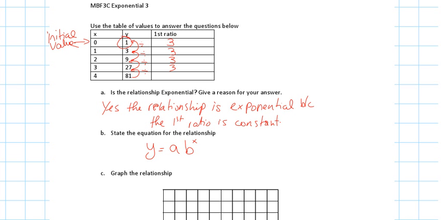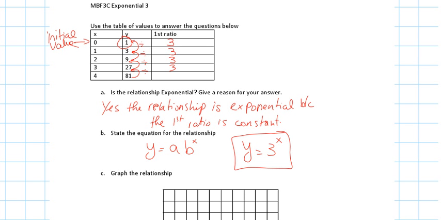Now, what would be your base? 3, because that's the ratio. So I can write this as y equals, do I need to include that 1 here, and then 3 to the power of x, or can I just write 3 to the power of x right away? Yes. Unless it was like 100, then I would have to say 100 bracket 3 to the power of x. But if it's 1, I don't need to include it. So, state the equation of the relationship. I did. It's right here. Is that good?